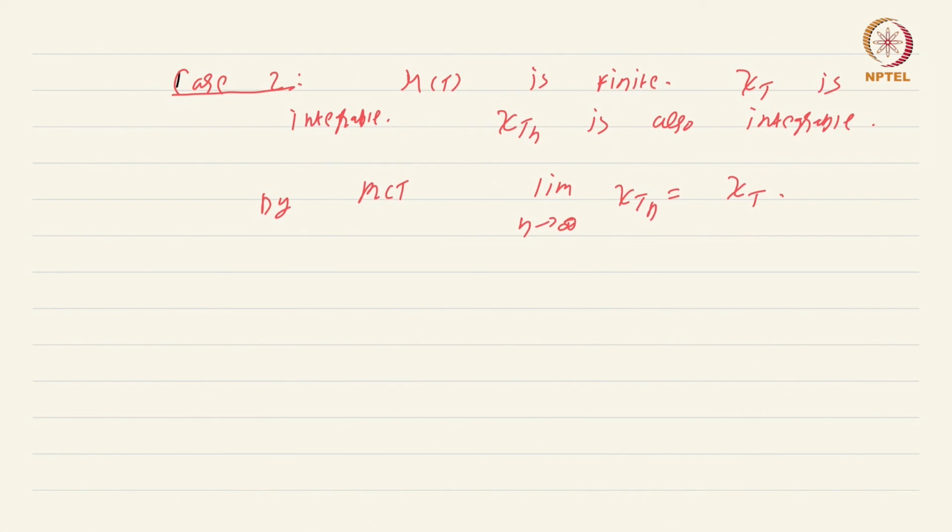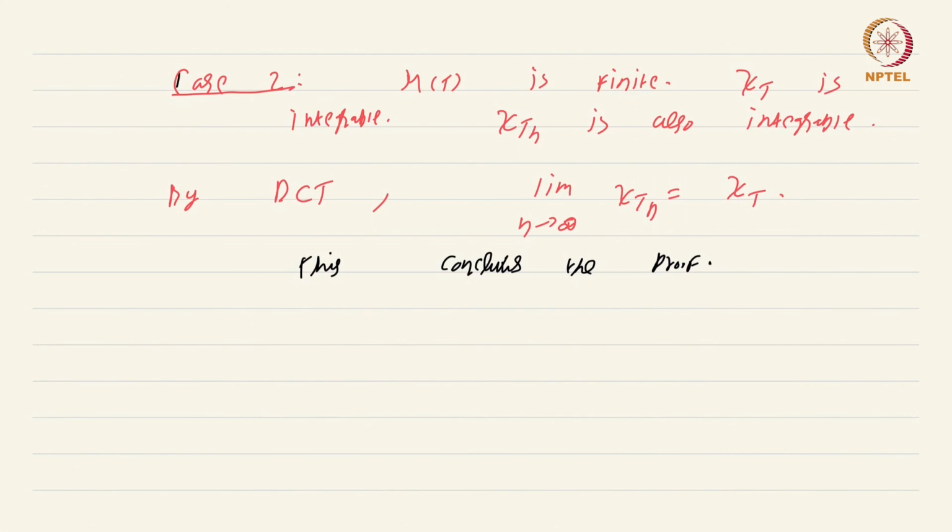In fact, we cannot use the monotone convergence theorem for this. We need the dominated convergence theorem. By the dominated convergence theorem, the limit as n goes to infinity of chi t_n is equal to chi t. Excellent. So this concludes the proof. So we have countable additivity of the Lebesgue measure.